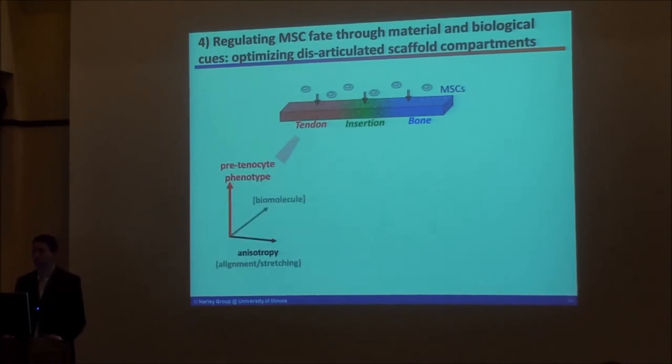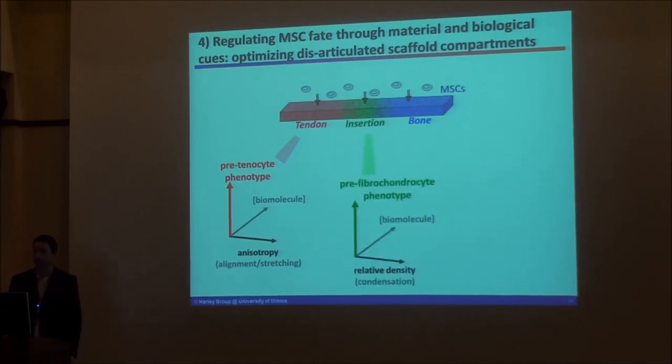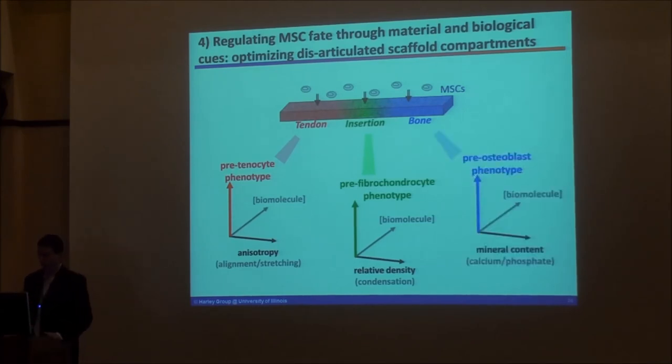So I've talked a lot about the tendon compartment already, about how by incorporating some type of anisotropy in the material in order to induce cell alignment and cell stretching, that could promote a more tenogenic phenotype. In the insertion region, we want to modulate the relative density of the scaffold, promote cell condensation and, hopefully, chondrogenesis. And then in the bone compartment, we want to incorporate a mineral phase into our scaffold. And then, of course, with all these different phenotypes, some combination of biomolecule presentation is probably going to be the best approach.